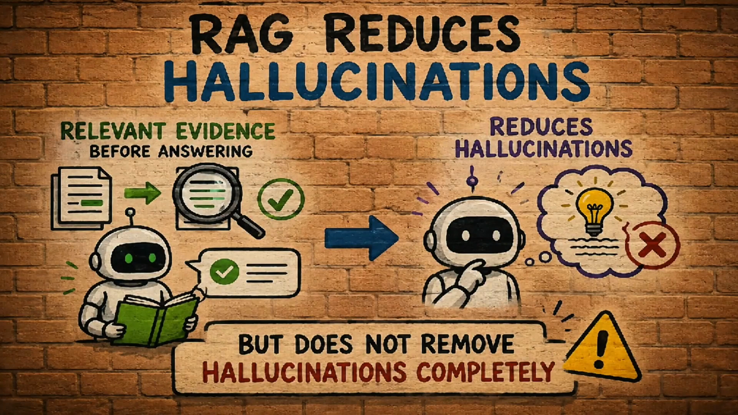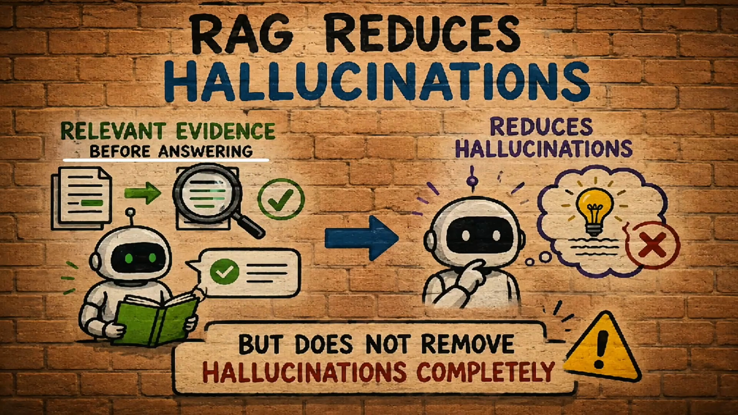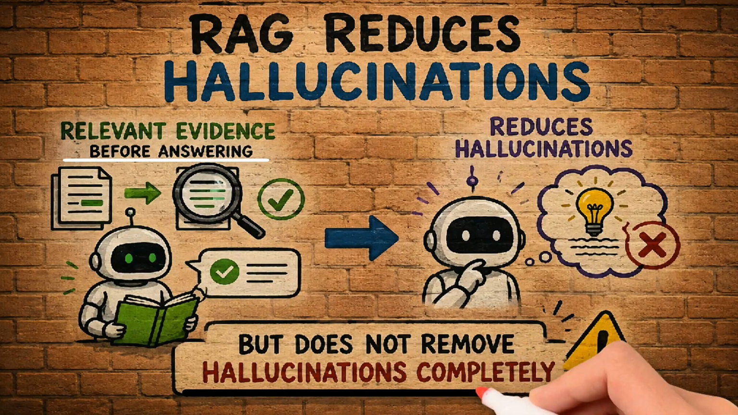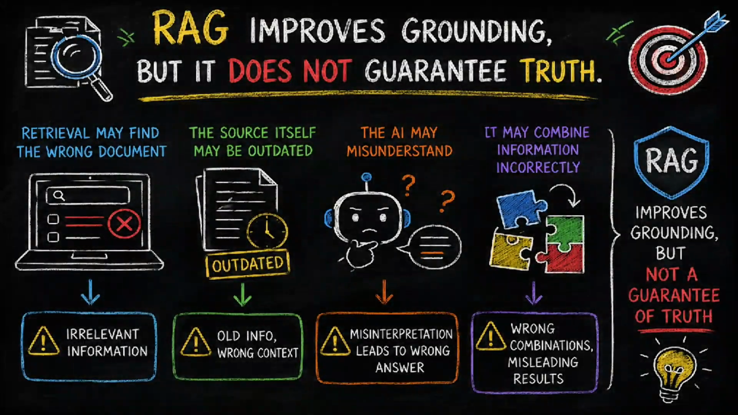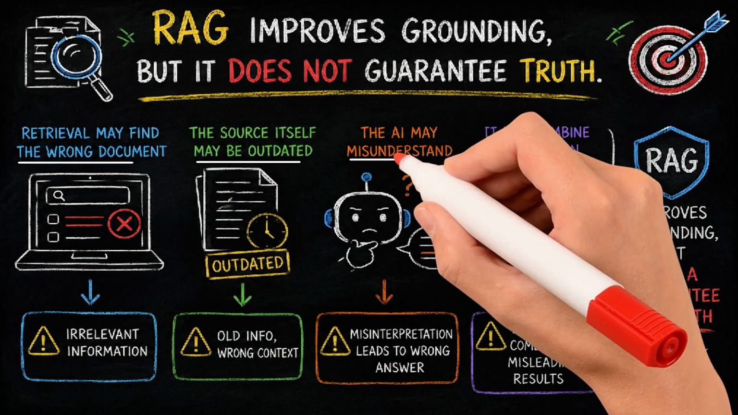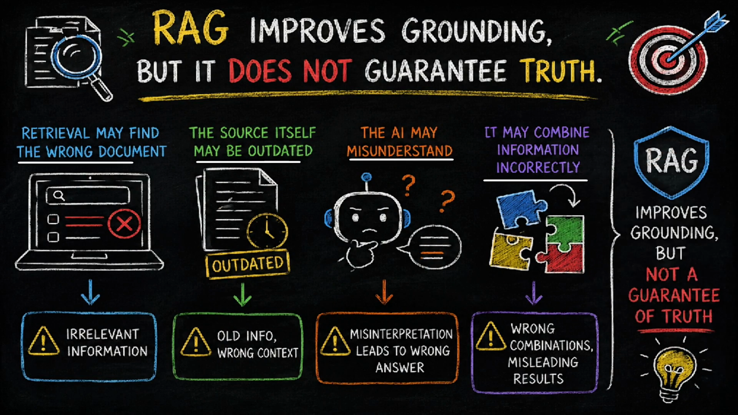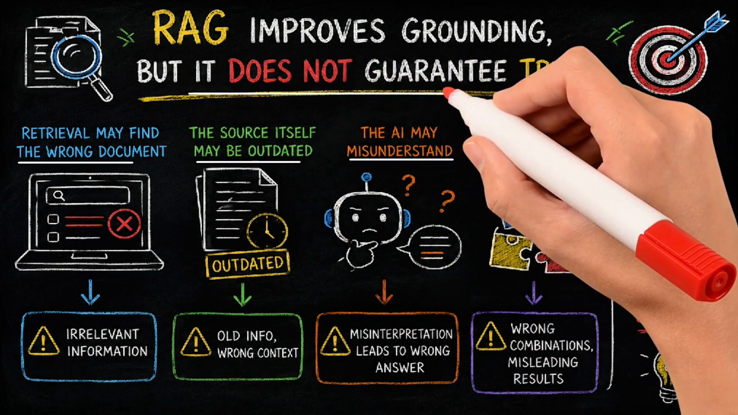RAG can also reduce hallucinations because the AI receives relevant evidence before answering. But it does not remove hallucinations completely. The retrieval system may find the wrong document. The source itself may be outdated. The AI may misunderstand the retrieved text or combine it incorrectly. RAG improves grounding, but it does not guarantee truth.